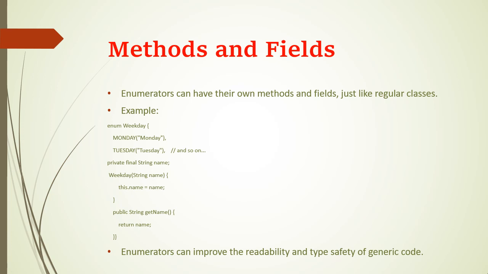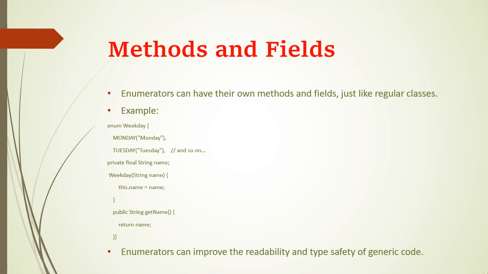Then we can see here the methods and fields. Enumerators can have their own methods and fields, just like regular classes. As mentioned above, it can have its own methods and fields. We can take an example here. We are going to declare an enumerator by using the keyword enum followed by the enumerator name, that is weekday, where you're going to have Monday with the argument Monday, Tuesday with the argument Tuesday.